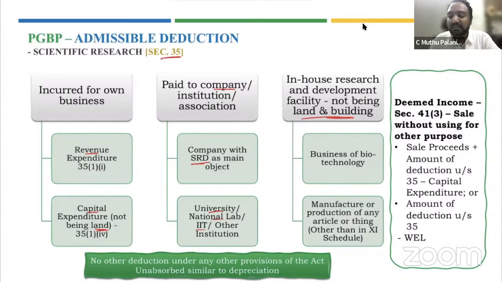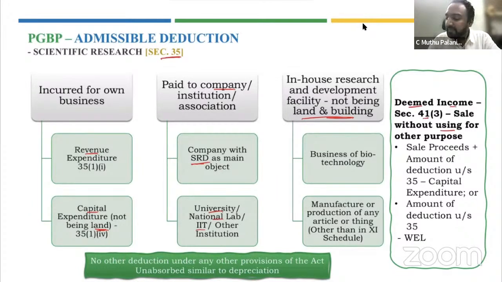Now I have already claimed scientific research, but subsequently I'm selling it. What happens? It will be treated as deemed income under section 41. Section 41 is about deemed income. We'll discuss that separately, but as of now we'll discuss this one provision alone. I'm selling that asset on which I've claimed scientific research without using it for specific purposes.